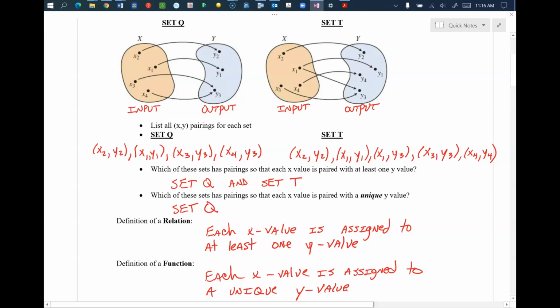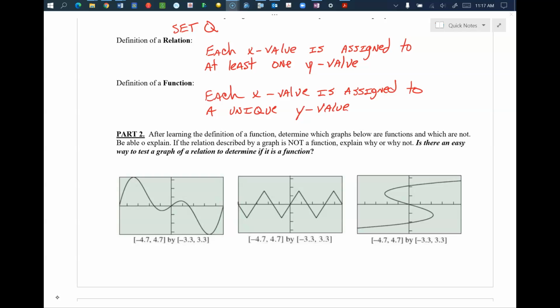So set Q represents a function. Sets Q and T are relations. So all functions are a form of a relation. Not all relations are functions. So what we want to do next is we want to think about this in terms of points in a Cartesian plane. Points in a Cartesian plane are specified by an X value and a Y value. And that means we can graph relations and functions in a Cartesian plane.